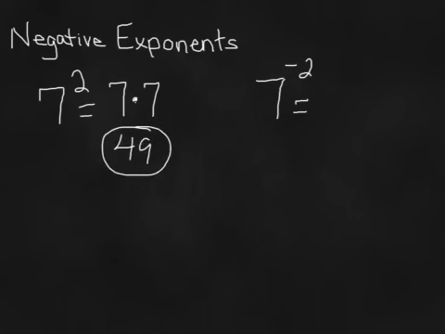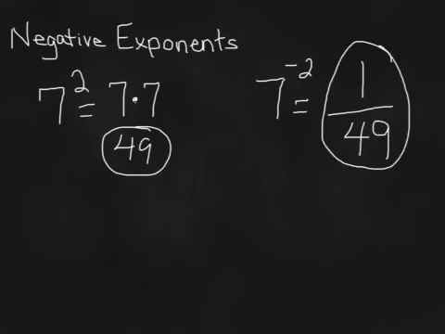Well, there's something a little bit odd about this power, 7 to the negative second power, that makes it a little different than the 7 squared. This negative sign in front of my power tells me to take the inverse of 7 squared. So, in order to take the inverse of 7 squared, instead of making that equal to 49, it's going to equal 1 over 49.